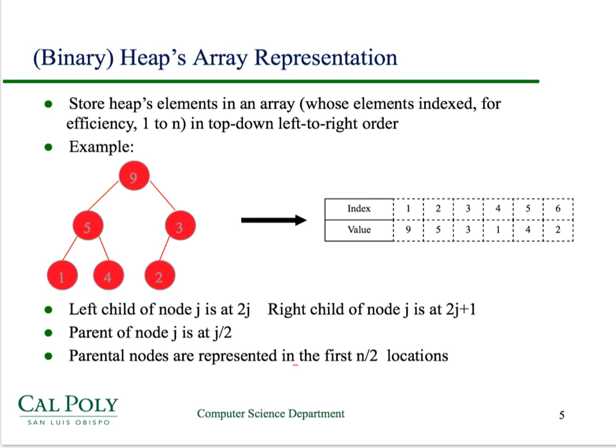And if you look at a node J, you'll also see that its parent is at J over 2. That's the integer division, of course. And that again is just a bit shift. So that allows you to move around the tree very efficiently. Notice parental nodes are represented at the first n over 2 locations. And so roughly half the nodes are leaves and half the nodes are interior nodes.